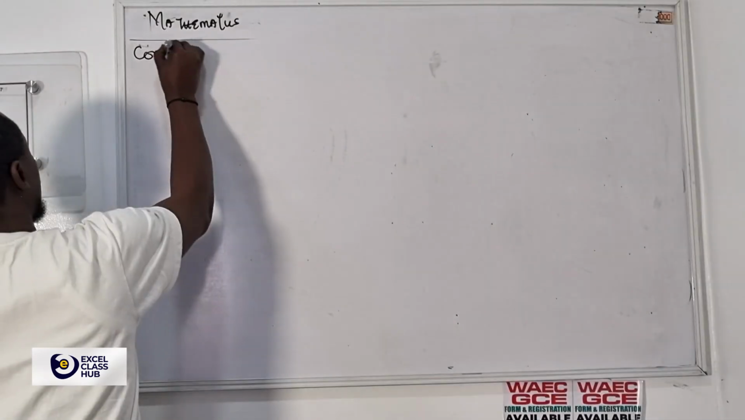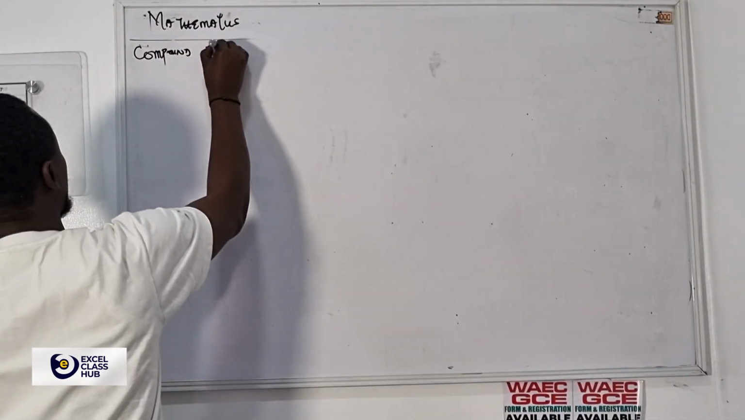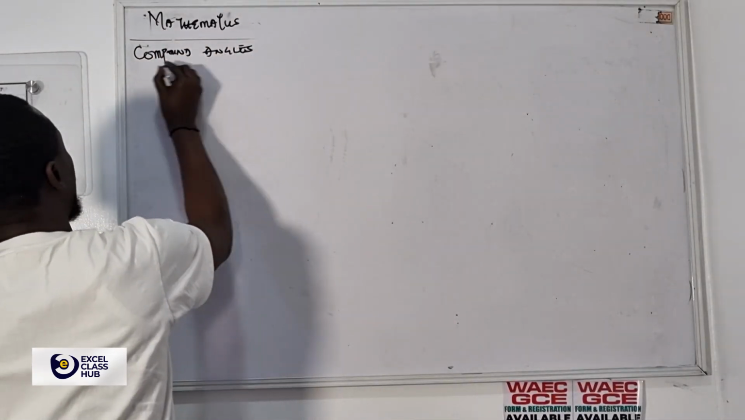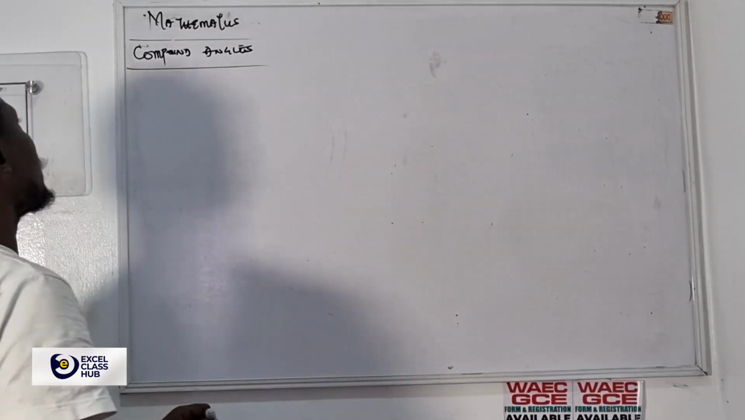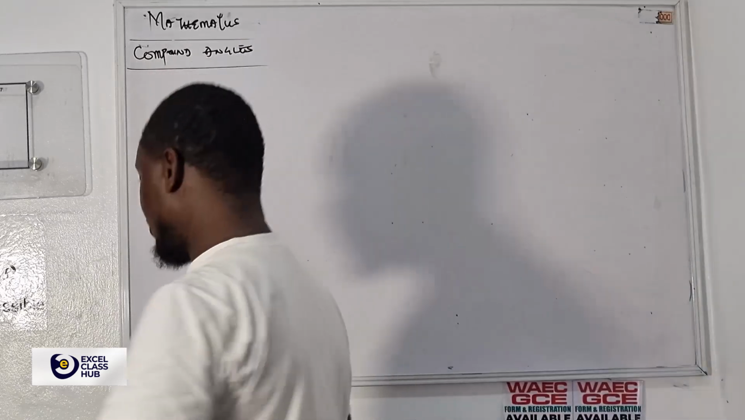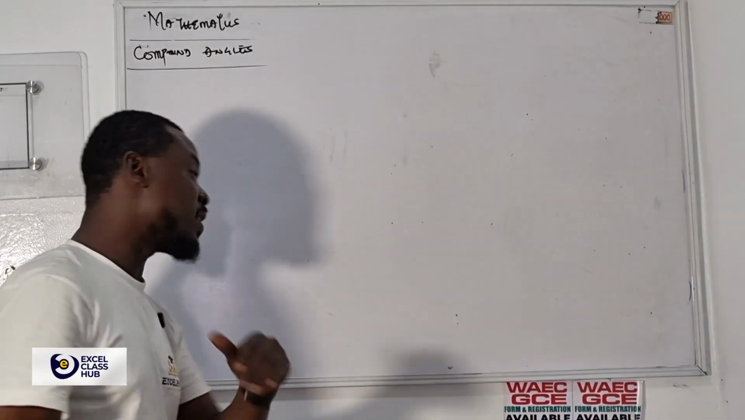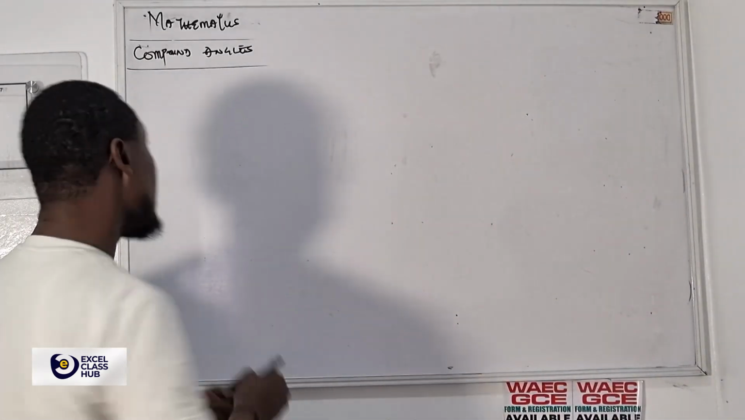Now, compound angles. Compound angles are still under your trigonometric ratios. Student, I'm going to list out some formulas for you on the compound angles.